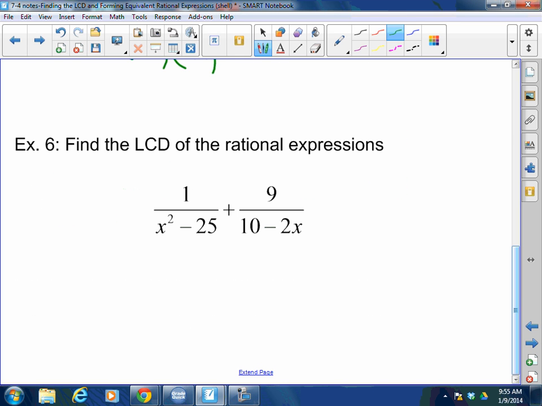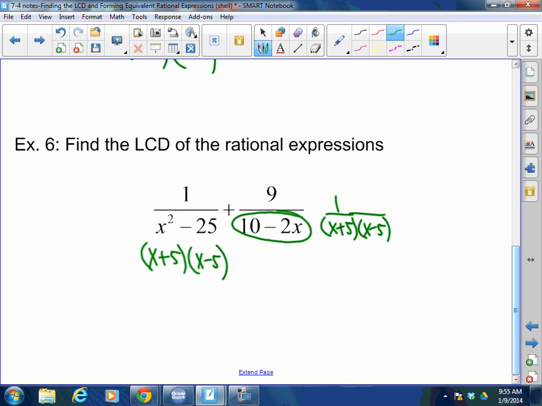Okay, this is a great one. This is x plus 5, x minus 5. Now, what did I tell you about this when the x is negative? What do I want you to do first? Well, let's in this case factor out a negative 2, right? But this is what we'll do. When we rewrite this, this is x plus 5, x minus 5. This is now going to be minus 9 over 2x plus 10. No. 2x minus 10.